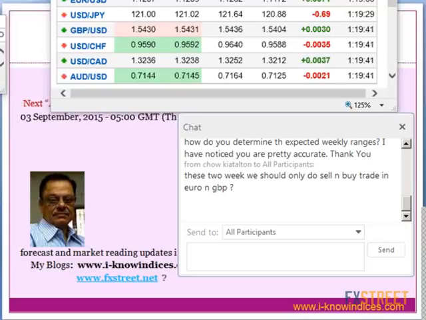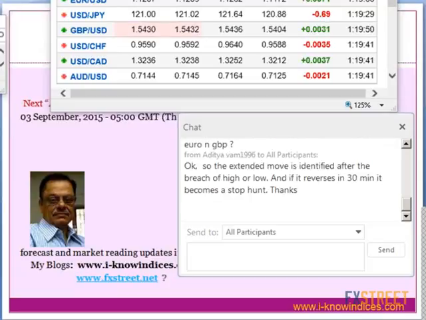In these two weeks we should only do sell and buy trade in Euro and GBP. Yes, and that will be more profitable according to my forecast.